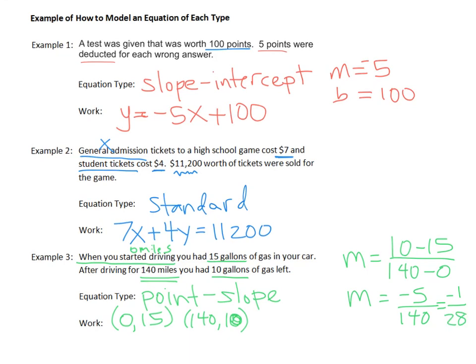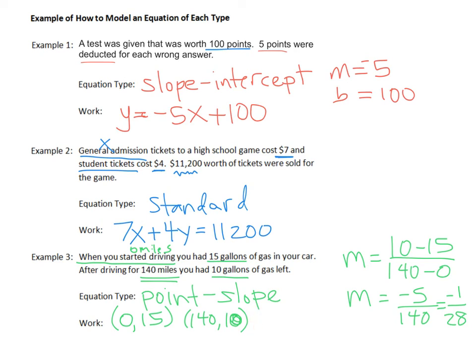So our slope is down 1, right 28. And you see that the numerator is 10 and 15 here for the slope, so that's your gallons. So you lose 1 gallon after driving 28 miles. Again, remember, we haven't written the entire equation yet. We have only found the slope.